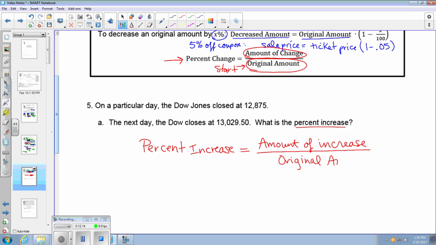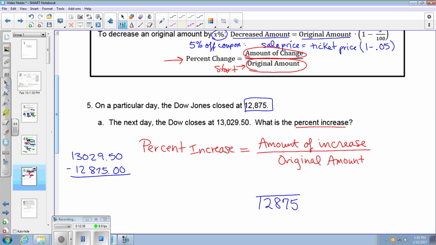So we're going to fill in what we know. Okay, so we know that the Dow started at this. That's where it closed the previous night. So that's going to be our original amount. And we don't know the amount of increase, but we can find it. So over here on the margins, if we find the difference between where it is now and where it was, and I'll leave it up to you to verify this, but we'll find that that difference is 154.5. So that's the amount of the increase. That's how much it increased by. Okay, and that'll give us our percent increase. So if you plug that into your calculators, you're going to get 0.012 or 1.2%.